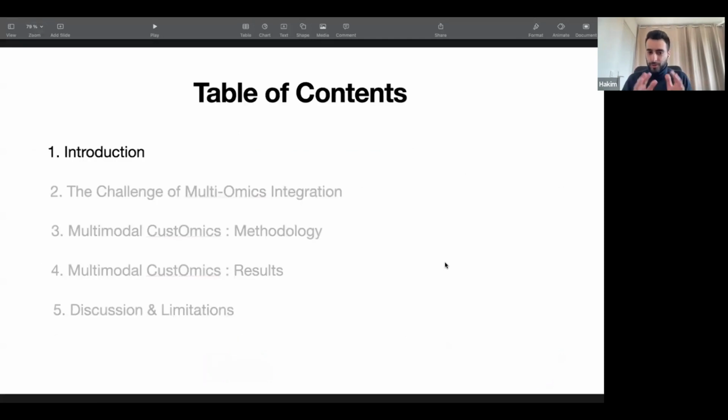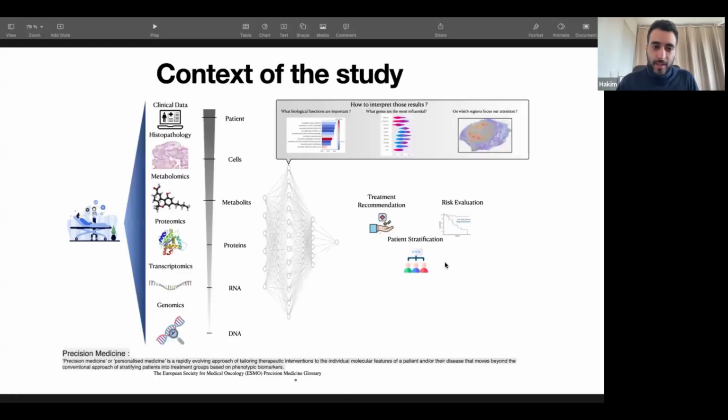I will first start with a brief introduction of the context of the study. Then I will go through different challenges faced by multi-omics integration and multimodal integration that led to the conception of this particular tool.